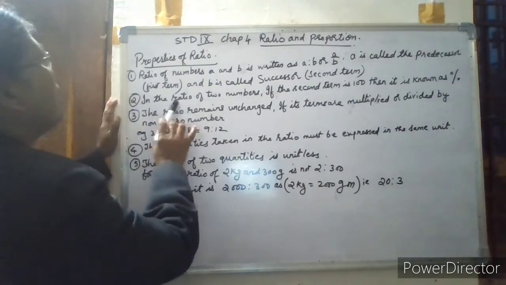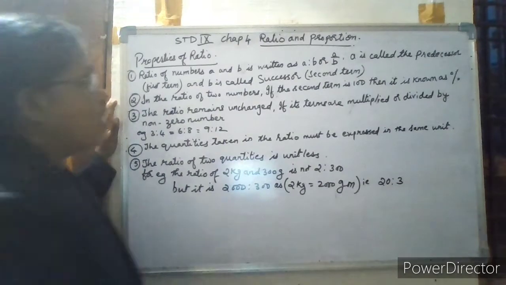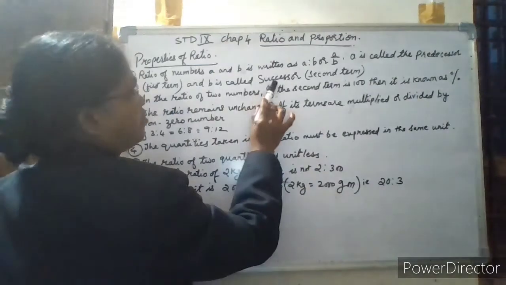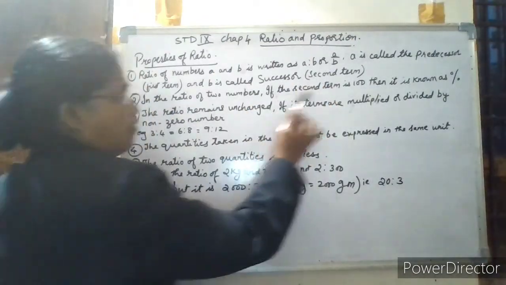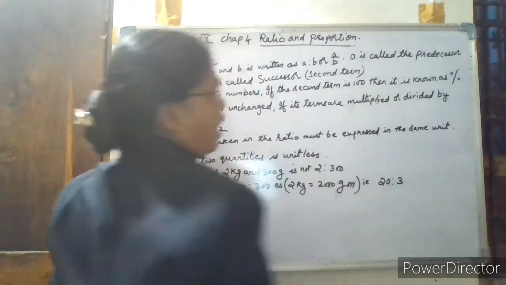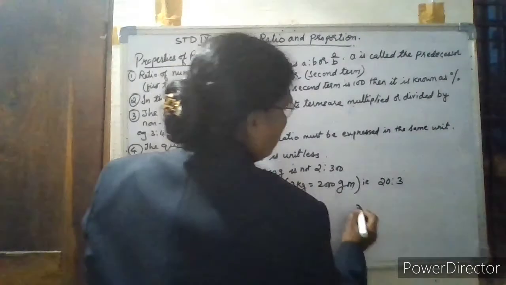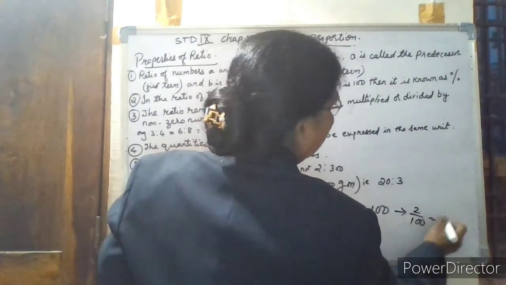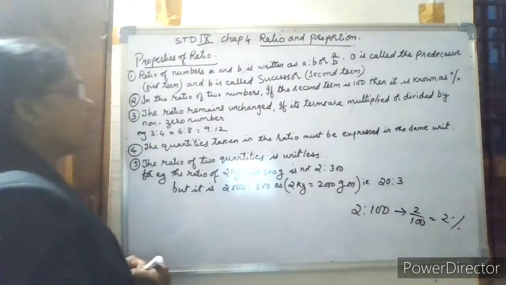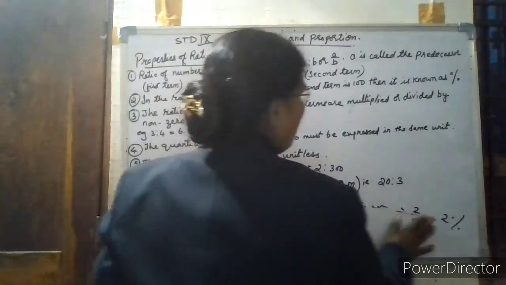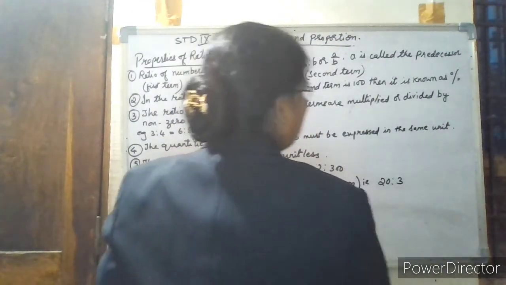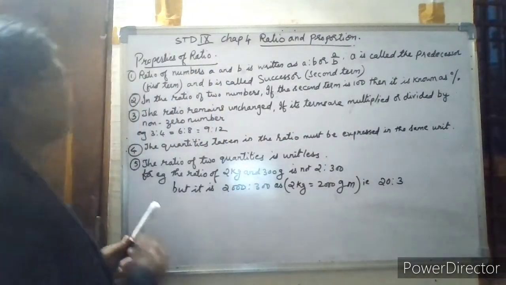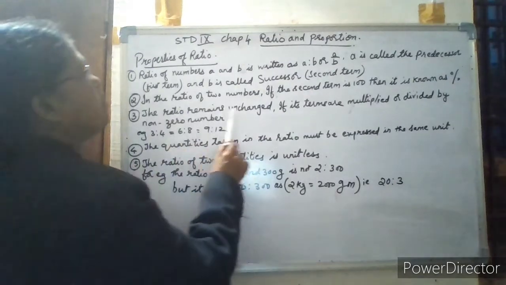Second property, in the ratio of two numbers, if the second term, that is the successor B, is 100, then it is known as percentage, like 2:100. It will be written as 2/100, that is equal to 2%. So always in the ratio, when the second term or the successor is 100, then the ratio is a percentage.